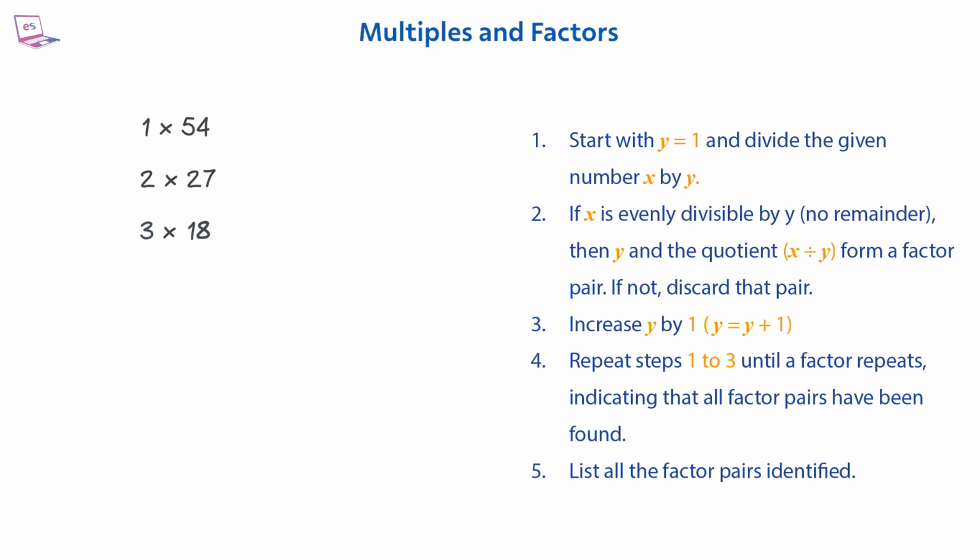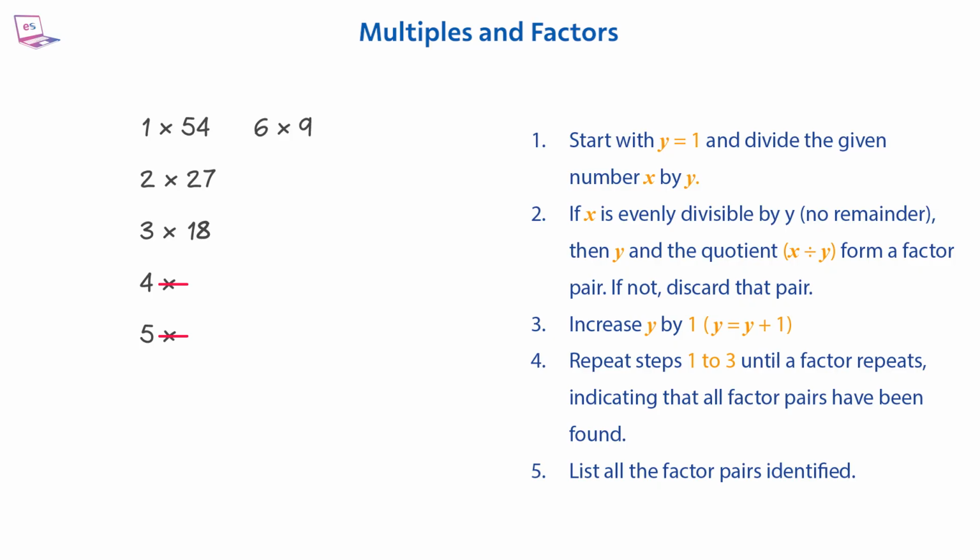Increase y to 4. Is 54 divisible by 4? No. 4 is not a factor of 54. Increase y to 5. Is 54 divisible by 5? No. 5 is not a factor of 54. Increase y to 6. Is 54 divisible by 6? Yes. 6 times 9 equals 54. The factor pair is 6, 9.